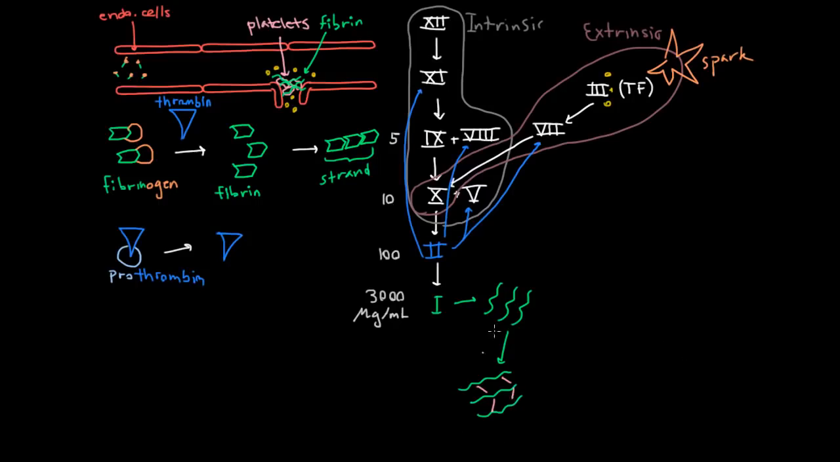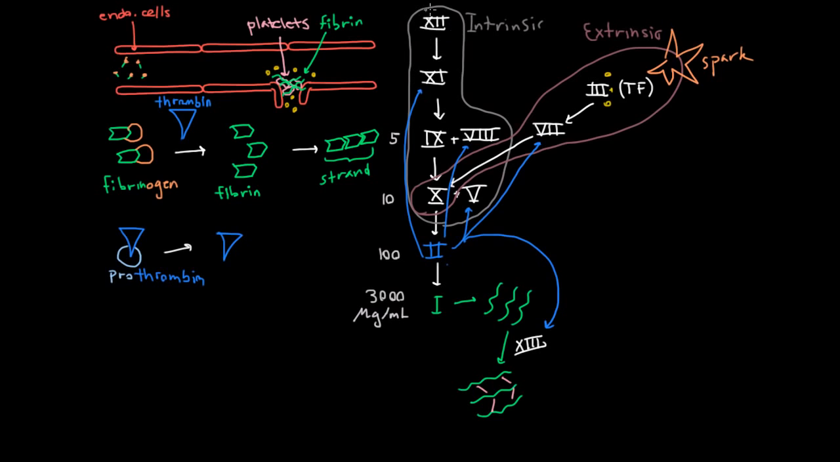And it turns out that it's this step right here which is enabled by factor 13. And so let's draw the final thrombin activity, which is to activate 13. So you can see that once you activate a little thrombin, it's going to activate all the necessary things in this intrinsic pathway to get it going.